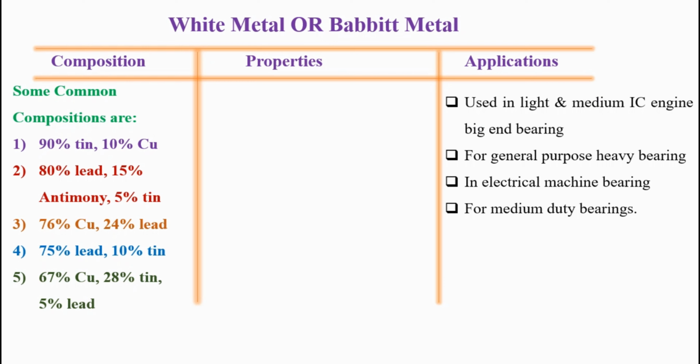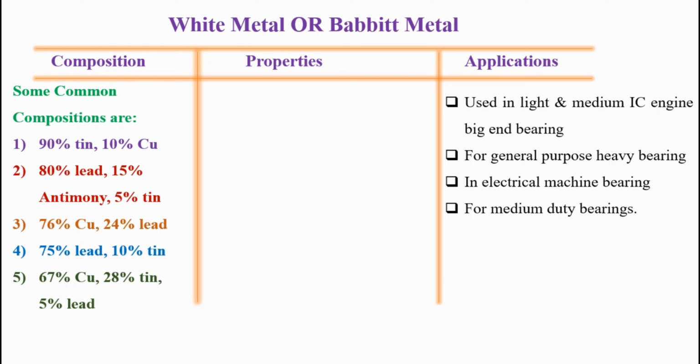If I am talking about the applications of white metal, you can see clearly it is used in light and medium IC engine big end bearings. See guys, where is it used? It is used in light and medium IC engine big end bearings. It is used for general purpose heavy bearings. If you are dealing with a higher load, or if our requirement is to carry or move a higher load with this bearing, then white metal is used.